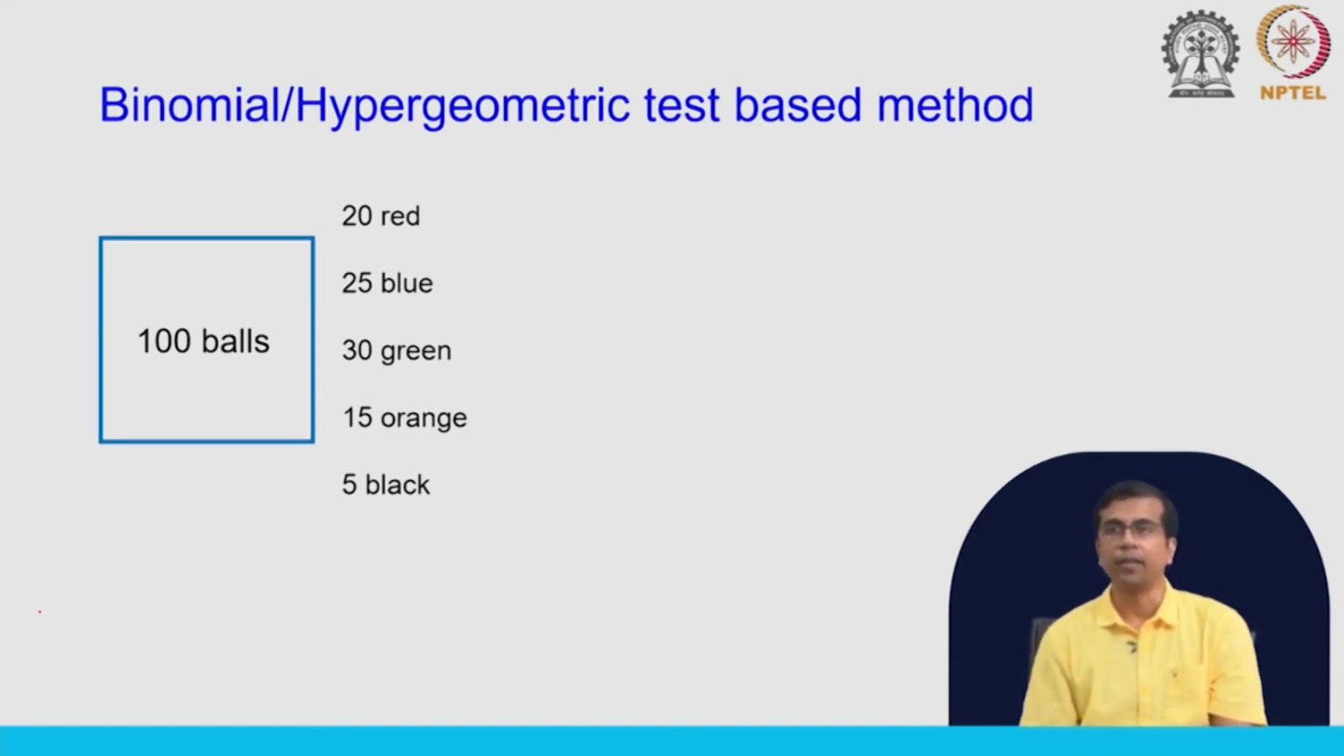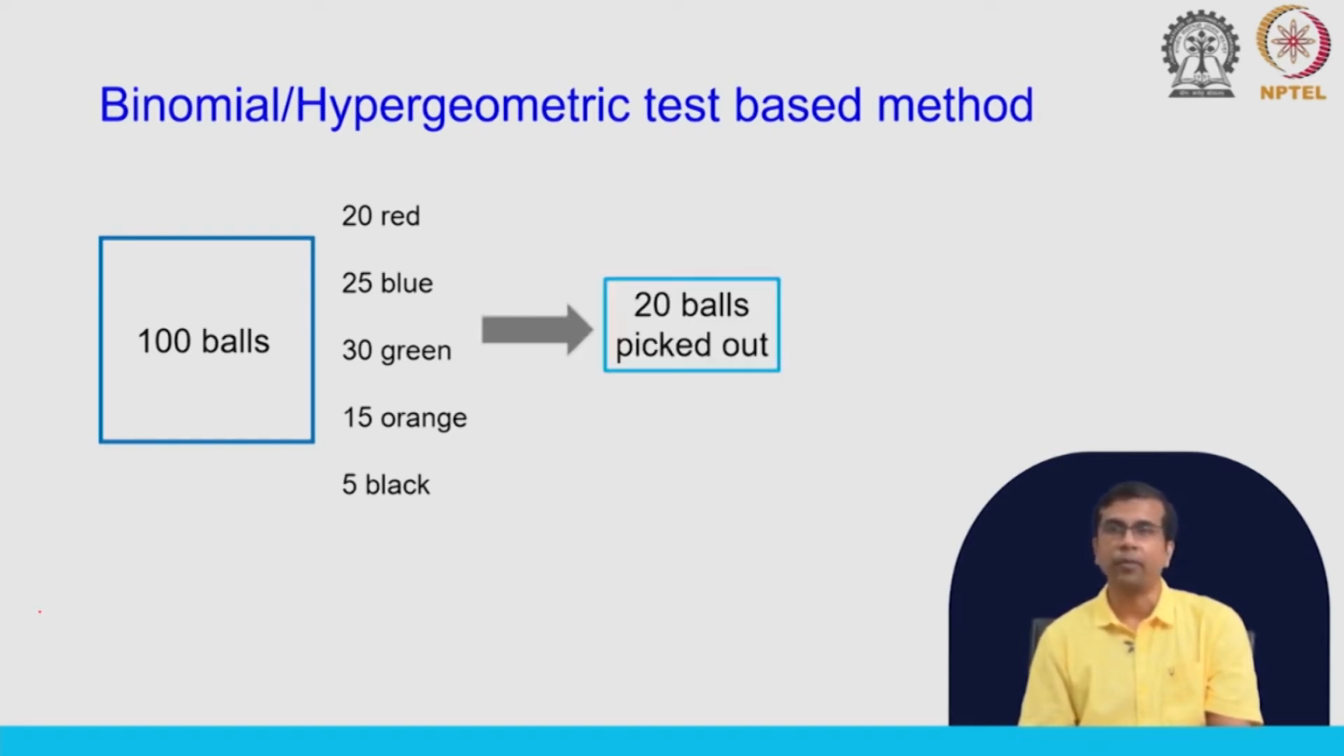Let us imagine we have a box and we have 100 balls in there, and out of them you have 20 red, 25 blue, 30 green, 15 orange and 5 black. Let us say out of this 100 we pick out 20 balls into another box, and what we see is that out of these 20, 4 are red, 1 is blue, 12 are green and 2 are orange.